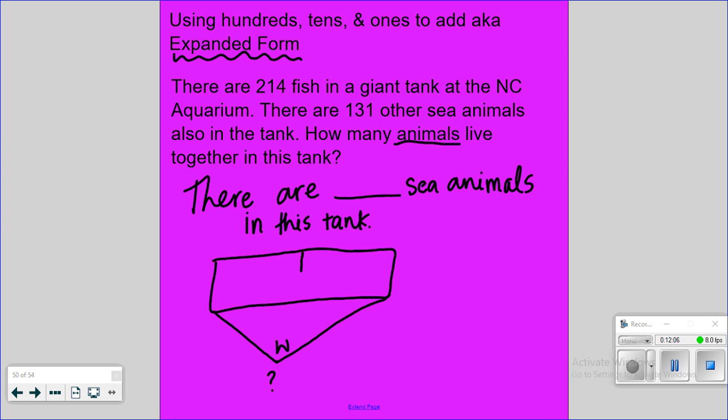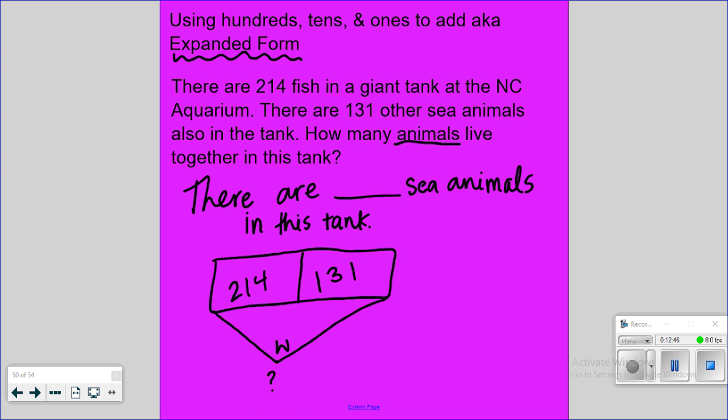214 and 131. Yeah, I've got 214. I'm going to put them in one category because those are all my fish. 214 fish. But I know that fish are not the only thing in that tank. Bladen told me I've got 131 other animals in that tank that are not fish. So that could be sea stars, jellyfish. That could be sharks. I think sharks do still fit in the category of fish. There's other things that could be that are not fish that are still a sea animal.